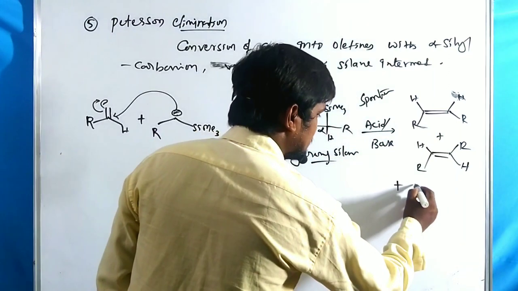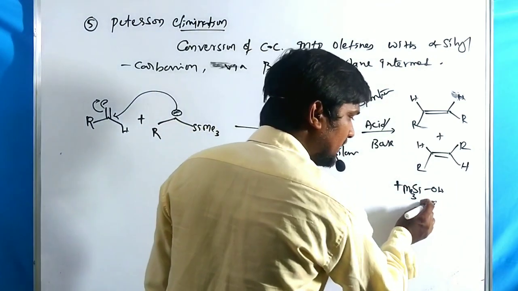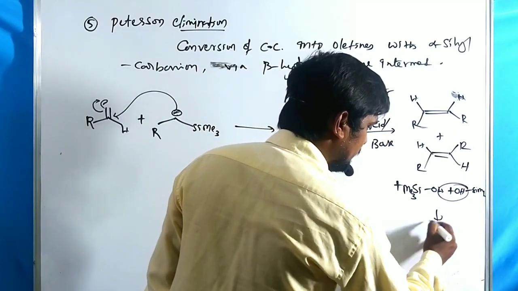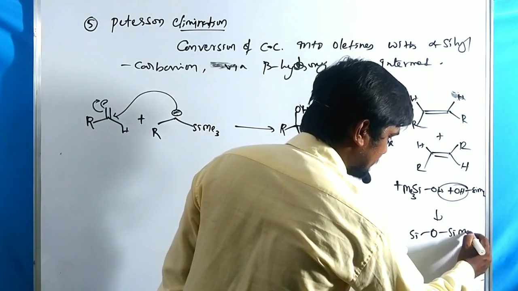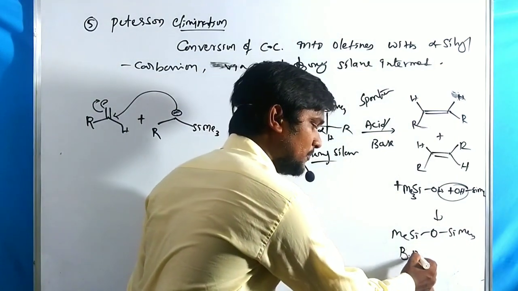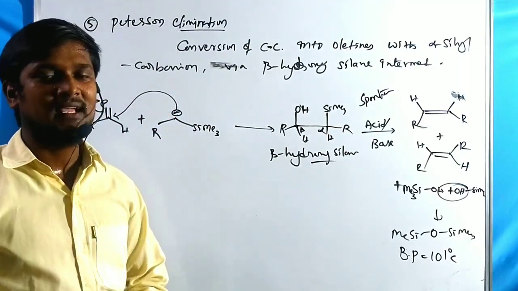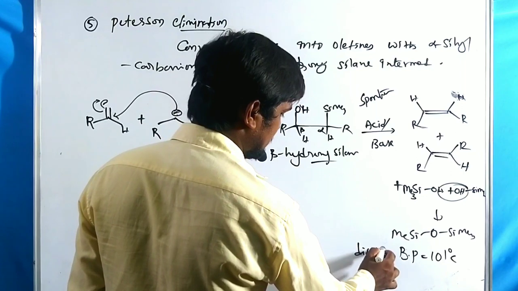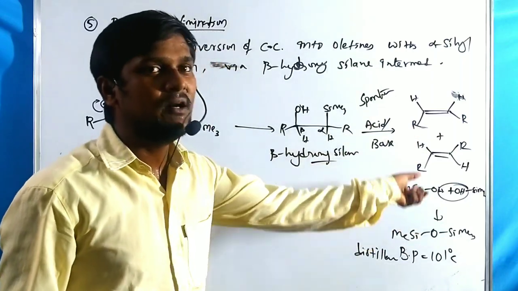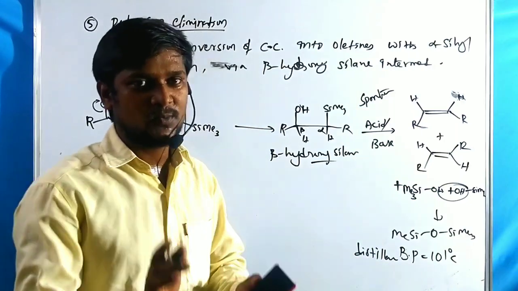Now here the byproduct is SiMe3OH. Two moles of the byproduct will undergo water elimination. Now it forms Si-O-Si, a hexamethyldisiloxane. This byproduct's boiling point is 101 degrees. So the byproduct elimination is very easy in the case of the distillation method. By using distillation, we can easily evaporate the byproduct molecule. Now we'll get the pure form of olefins.